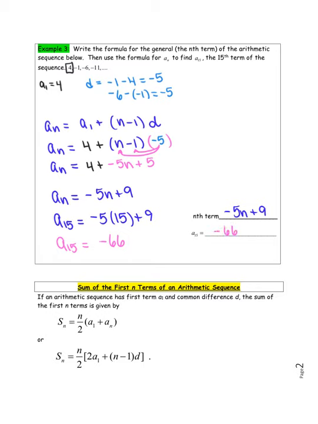The sum of the first n terms of an arithmetic sequence. If we have a1 and a common difference of d, the sum of the first n terms is given by S sub n equals n divided by 2, parentheses, the first term plus the nth term, or S sub n equals n divided by 2, parentheses, 2 times a1 plus n minus 1 times d.